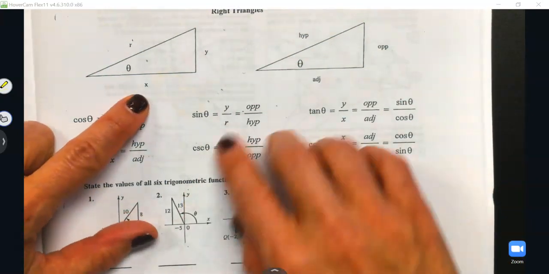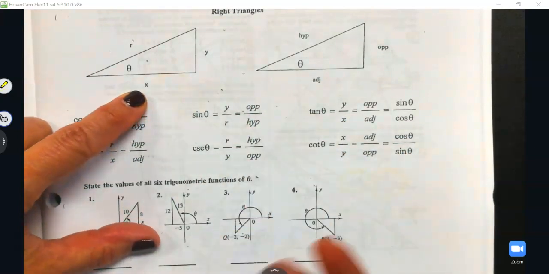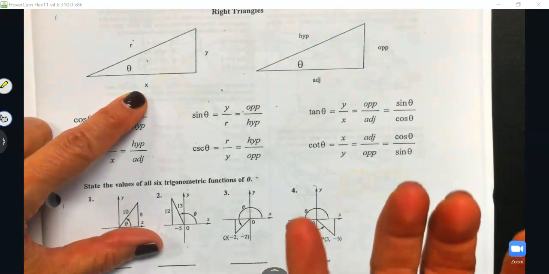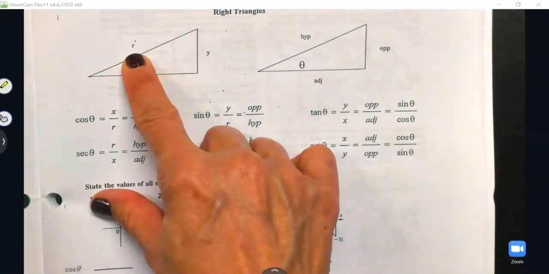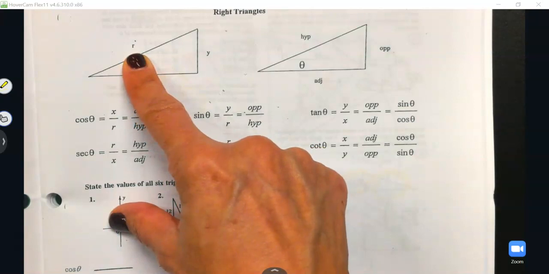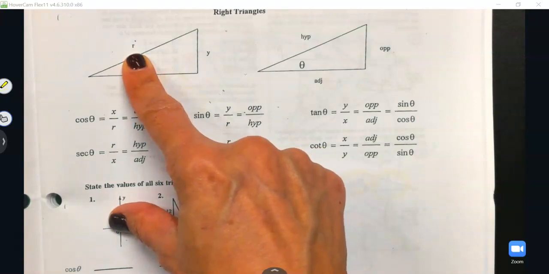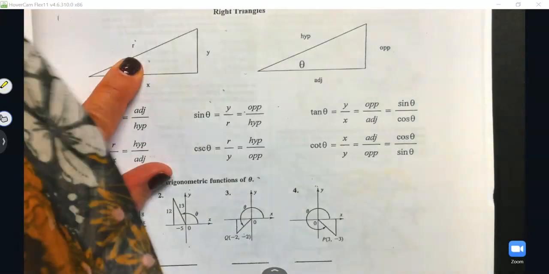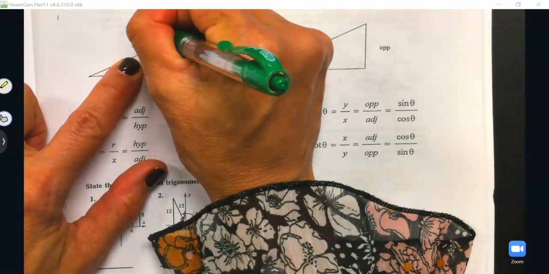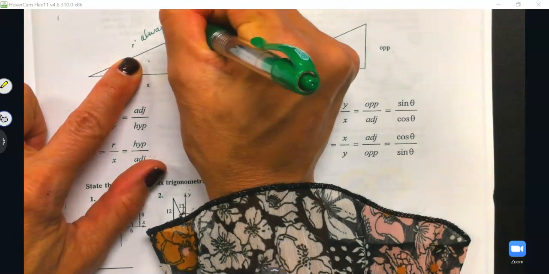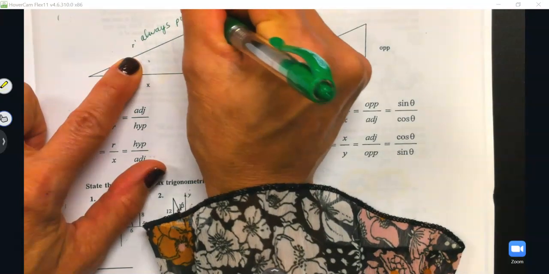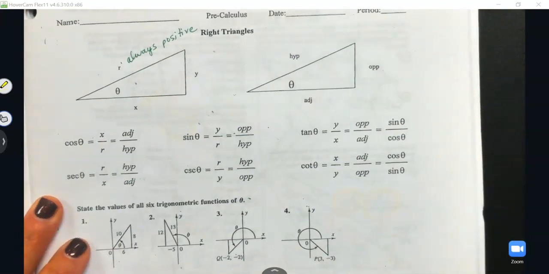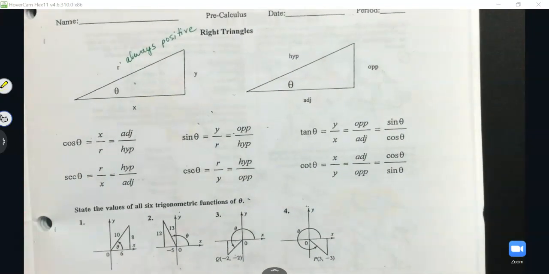So with that being said, remember, X can be positive or negative because it's on a coordinate grid. Same with Y. Y can be positive or negative because it's on a coordinate grid. But a radius always has to be positive because radius is a distance. It's the distance from the center to the edge of the circle. So remember, this is always positive. Just the radius. So here's what's happening. I feel like this is going to move, so I'm going to put that there.